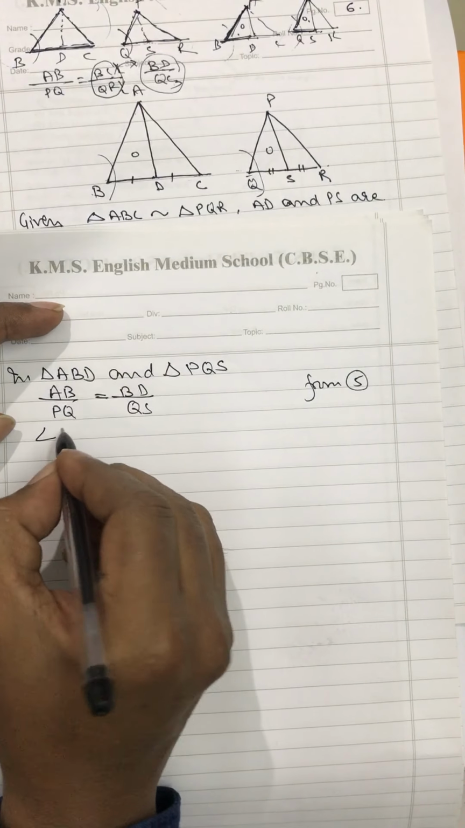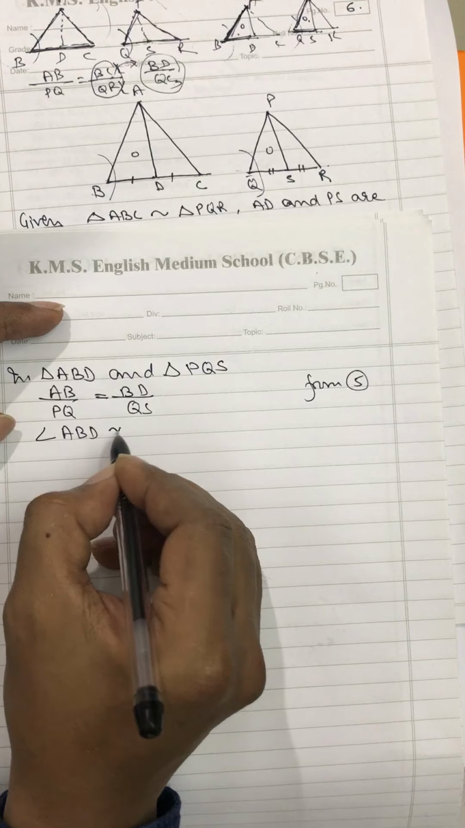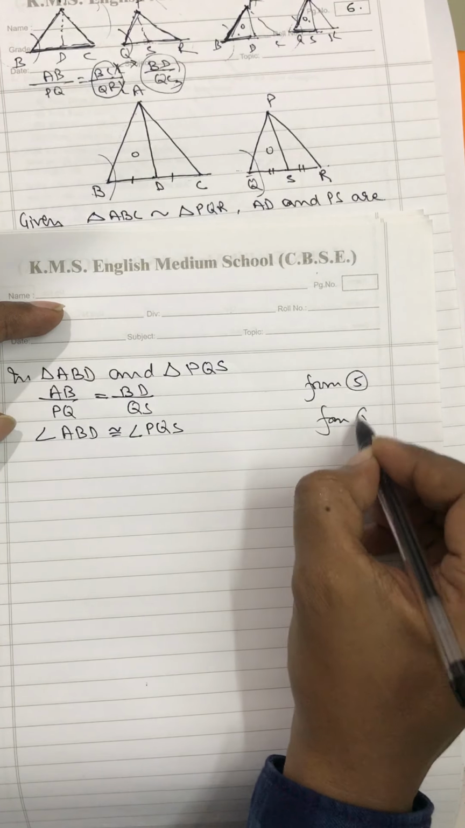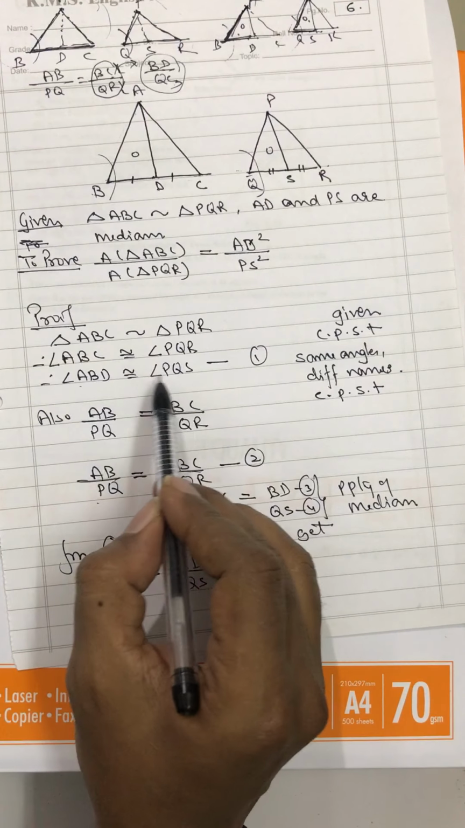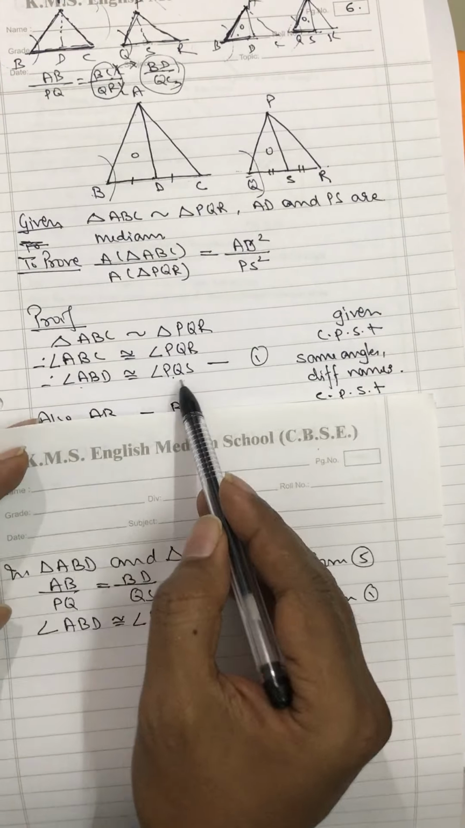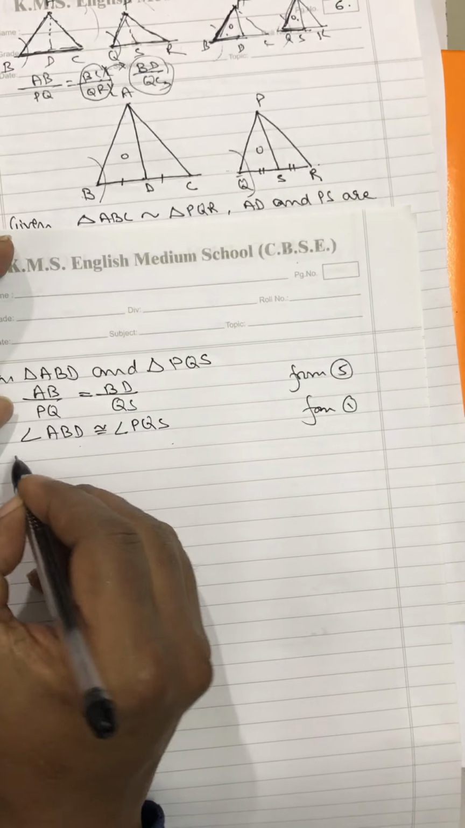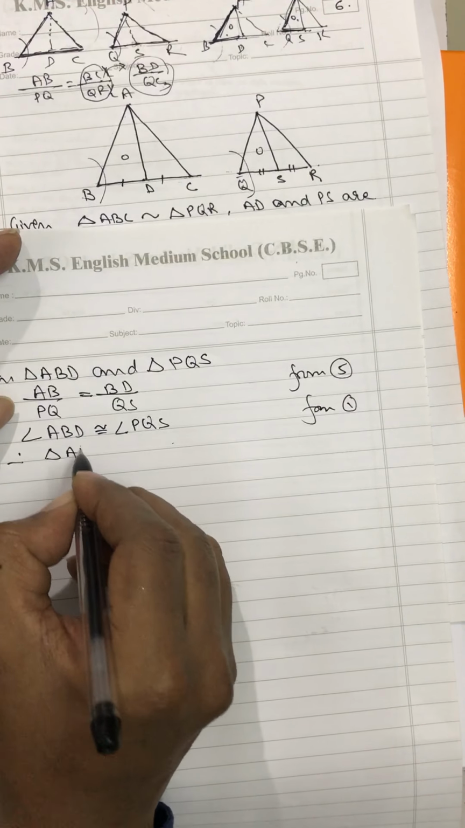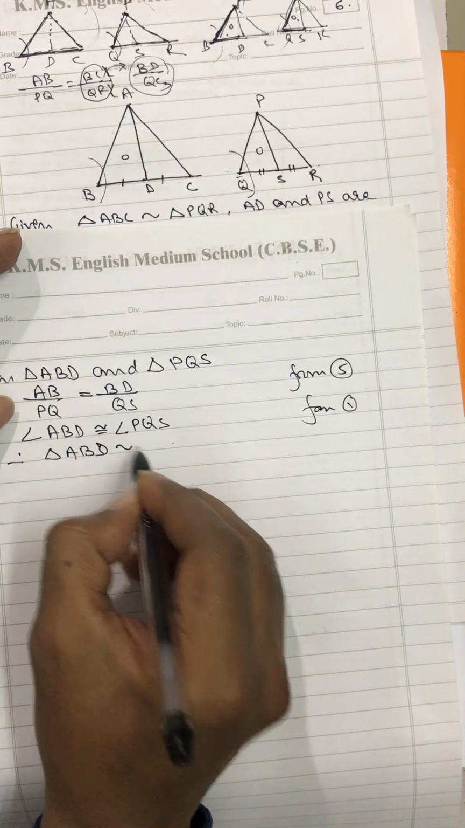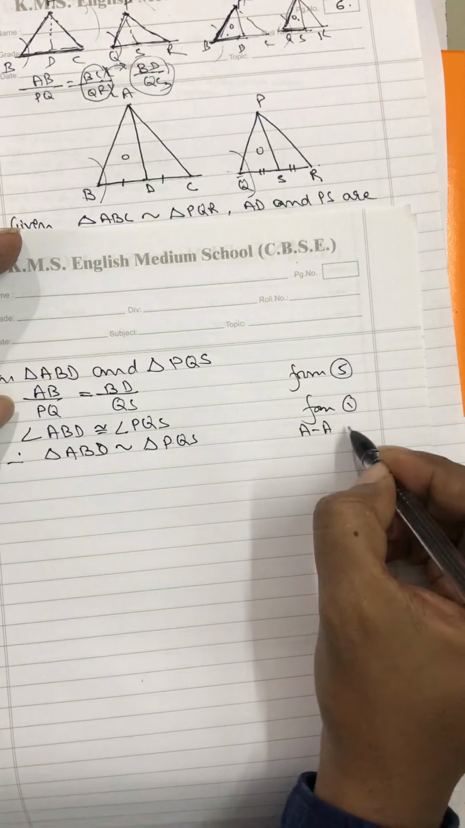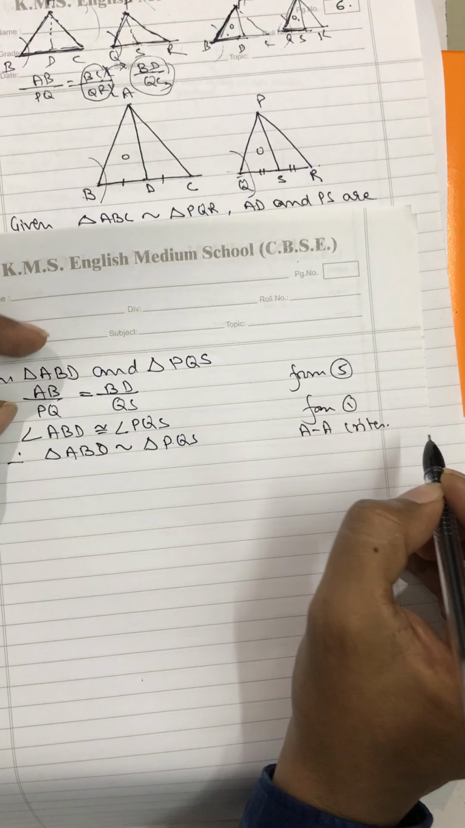Also, angle ABD is congruent to angle PQS. This is actually the first statement I had done. Angle ABD congruent to angle PQS from 1. So I will write, therefore triangle ABD is similar to triangle PQS by angle criteria.